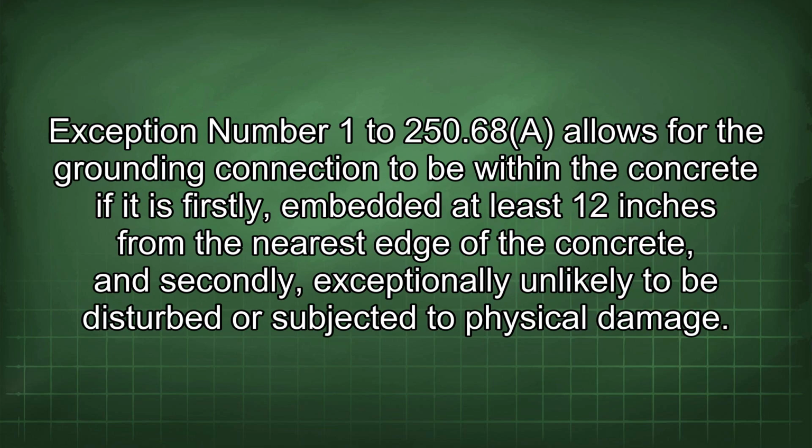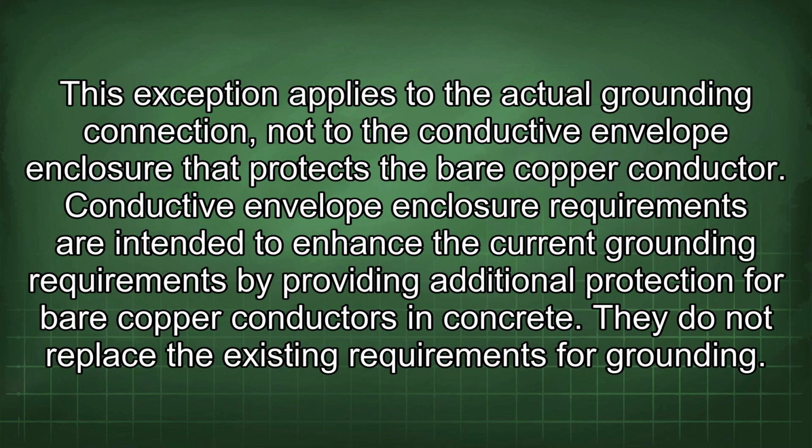Exception number 1 to 250.68(D)(8) allows for the grounding connection to be within the concrete if it is firstly embedded at least 12 inches from the nearest edge of the concrete, and secondly, exceptionally unlikely to be disturbed or subjected to physical damage. This exception applies to the actual grounding connection, not to the conductive envelope enclosure that protects the bare copper conductor. Conductive envelope enclosure requirements are intended to enhance the current grounding requirements by providing additional protection for bare copper conductors in concrete. They do not replace the existing requirements for grounding.